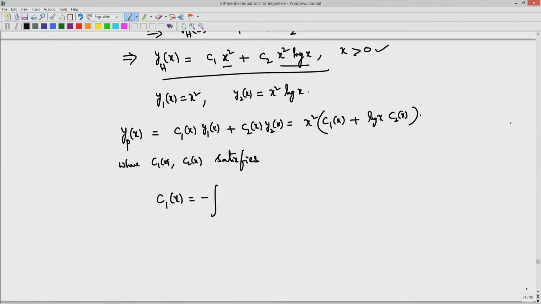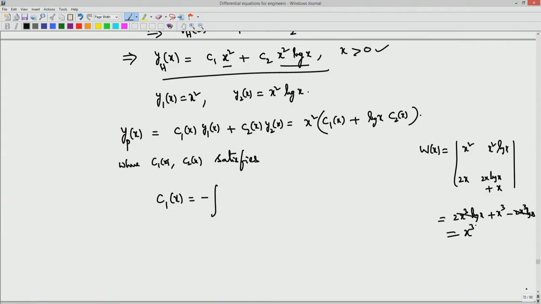You need W also, so W of x you can calculate. It is the determinant of x square and x square log x with their derivatives. The derivative of x square log x gives 2x log x plus x. So this gives 2x cube log x plus x cube minus 2x cube log x. This gets cancelled, so W of x is x cube.